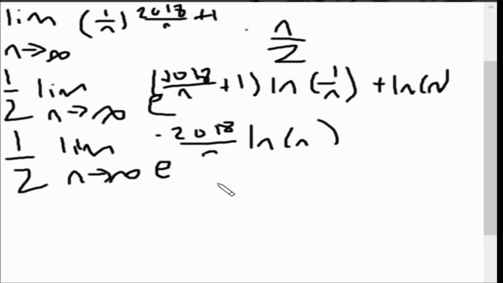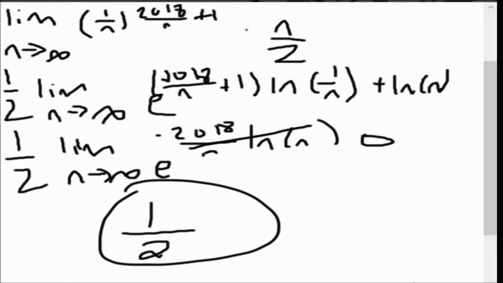of n. Now, for our final step, we can either apply L'Hopital's rule once again, or we can simply observe that the natural log of n grows at a rate much slower than n. Therefore, this must approach 0. So our final answer is 1/2 times e to the 0, or 1/2. And we are done.